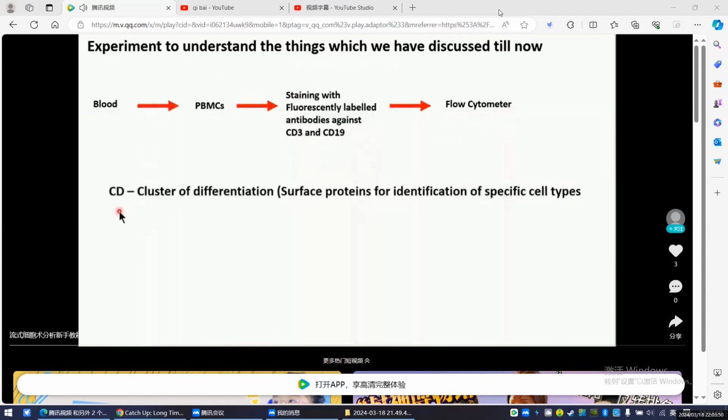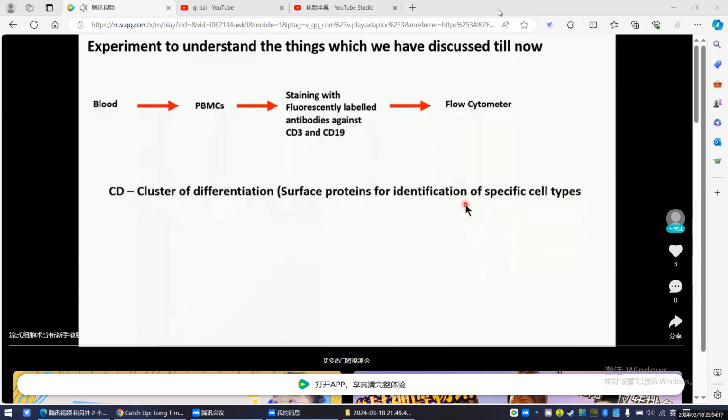So what is CD? CD markers are cluster of differentiation markers. These are surface proteins which are present on specific cell types and can be used for the identification of those cells. For example, the lymphocytes or the T lymphocytes can be divided into two types of T cells, CD4 lymphocyte and CD8 lymphocyte.